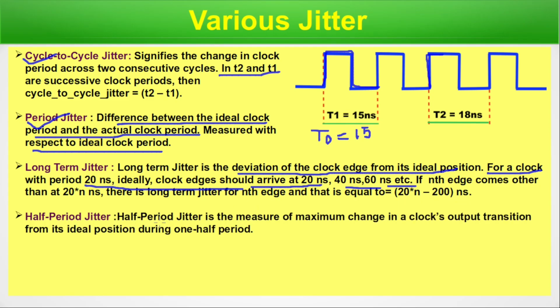And half period jitter is the measure of maximum change in the clock's output transition from its ideal position during 1/2 of the period. It's calculated for half of the period, not the total period. We are done with this slide. Now let's move to the next slide.